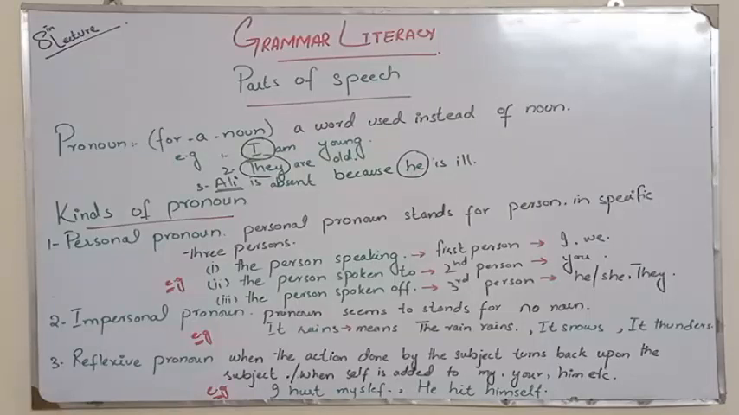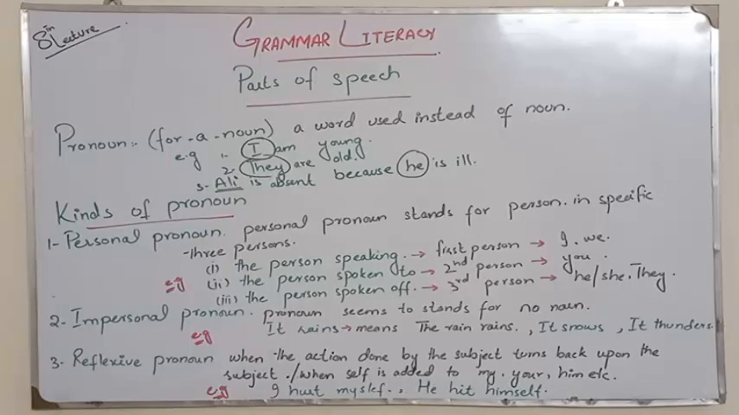The next one is the impersonal pronoun. What is an impersonal pronoun? An impersonal pronoun seems to stand for no noun, like there is no noun, but we still have a pronoun. Now look at the examples so that things are more clear to you. First one is "it rains." We are talking about rain, but we just say "it rains." "It" is the impersonal pronoun, and "rains" is a verb here.